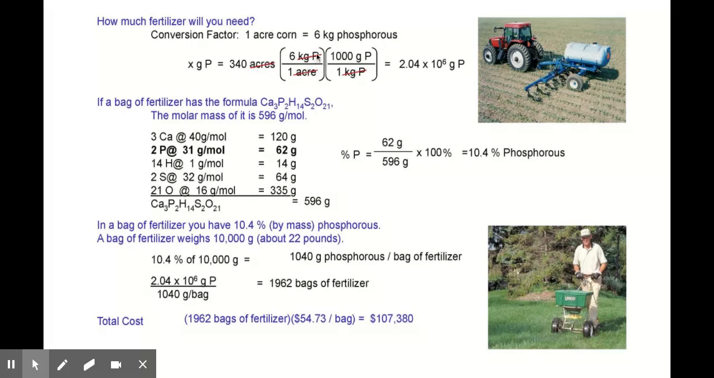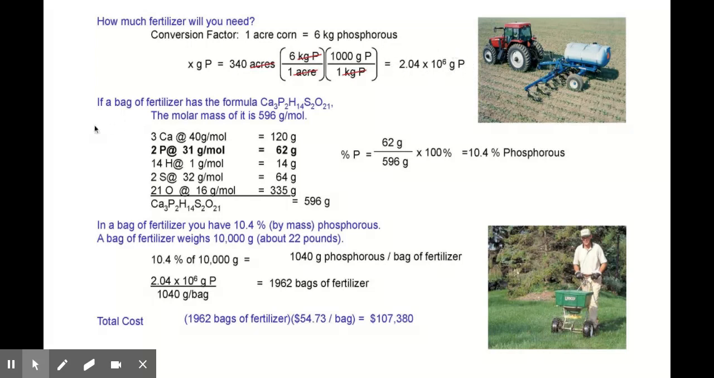Now acres would cancel. Now I am in kilograms of phosphorus. We need it to be in grams for the latter part of this problem, so we're going to go ahead and convert this into grams. So the kilograms of phosphorus unit has to come down over here. Now we're going to start looking at that ratio or the conversion factor here. If we're going from kilograms to grams, we know that there are 1,000 grams in 1 kilogram. So we're going to put that in there. Kilograms of phosphorus will cancel. Now we're in grams of phosphorus, which is what we wanted, and we can solve this. You would multiply everything across the top, multiply everything across the bottom, and divide these. So we know now that we need 2.04 times 10 to the 6 grams of phosphorus to cover our entire field.